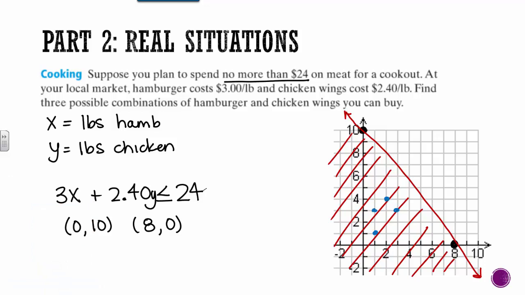So that would be like this point right here would be 2 pounds of X, which is hamburger, and 3 pounds of Y, which is chicken. Or this one right here would be 1 pound of X, which is hamburger, and 7 pounds of Y, which is chicken. It could even be one of these points. 8 pounds of X, which is hamburger, and that's all the money I could spend. Or 10 pounds of chicken, and that is all the money I can spend. But any of these points work. So when it says find 3 possible combinations, list 3 points that are in that shaded area.